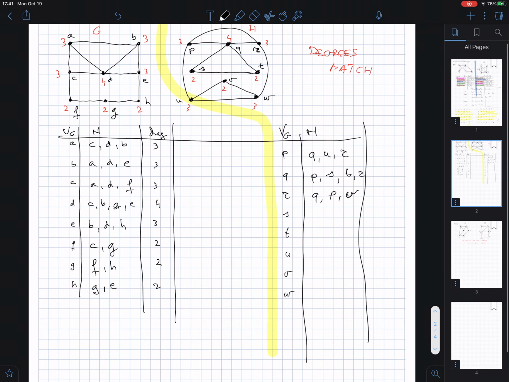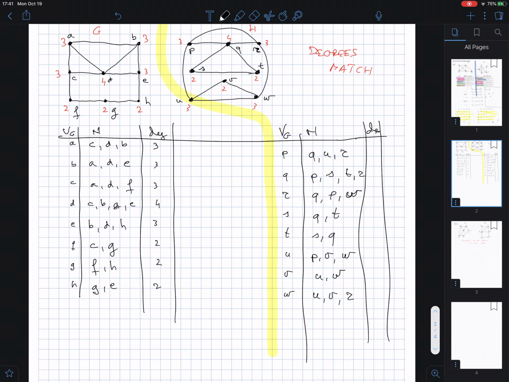The neighbors of S are Q and T. Those of T are S and Q. Those of U, that's P, V, and W. Those of V are U and W. And then finally, those of W are U, V, and the guy up there, R. Okay, so again, degrees, does everything still match?